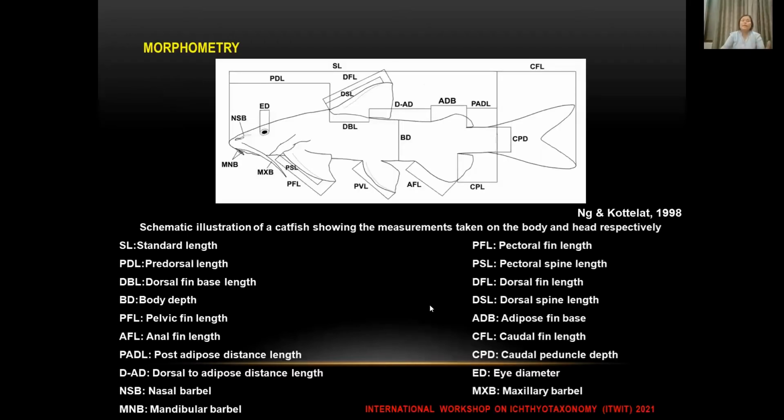Then finally we come to morphometry. For measuring a Sisorid catfish, we follow Ng and Kottelat 1988. For Sisorid catfish, every genus has different literature to follow. We cannot follow one literature for all the Sisorid catfish. So that is the thing. So this is how we measure the Sisorid catfish.